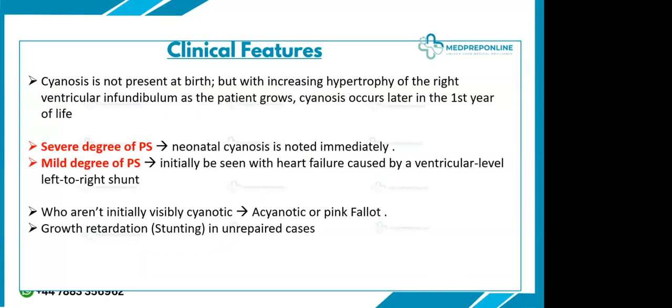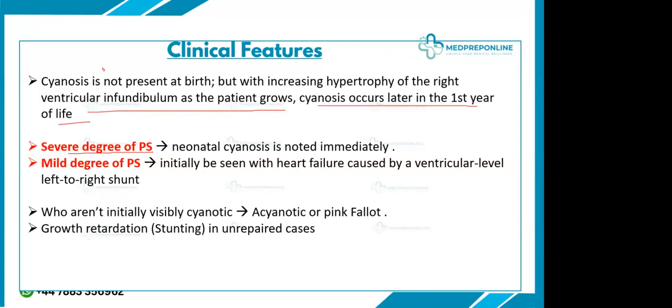Cyanosis is not present at birth, but appears with increasing hypertrophy of the right ventricular infundibulum. As the patient grows, cyanosis occurs later in the first year of life. Again, it depends upon the usual routine. The common thing is that cyanosis is not present at birth, and it is usually present later in the first year of life. Babies are usually diagnosed within the first year, but not at birth.